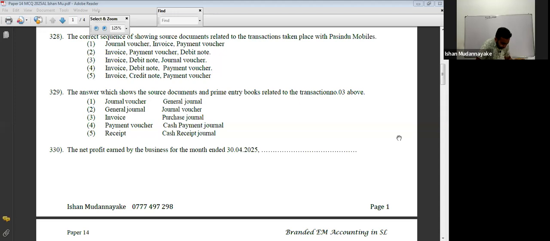Yes, fourth one. 329, fourth one is the answer: payment voucher, cash payment journal. Yes, right. Fourth one is the answer. Right, children, question number 330.